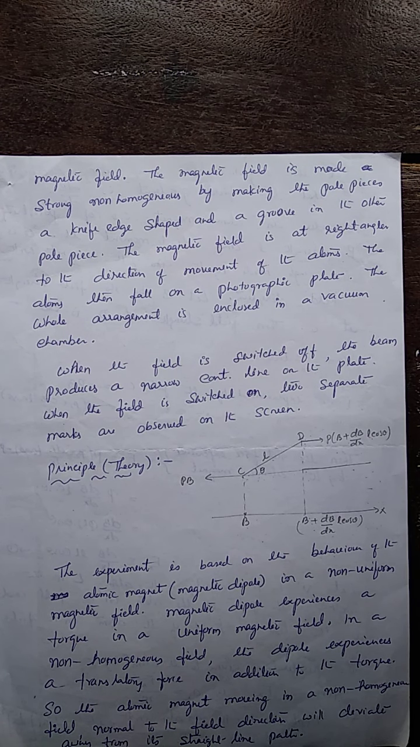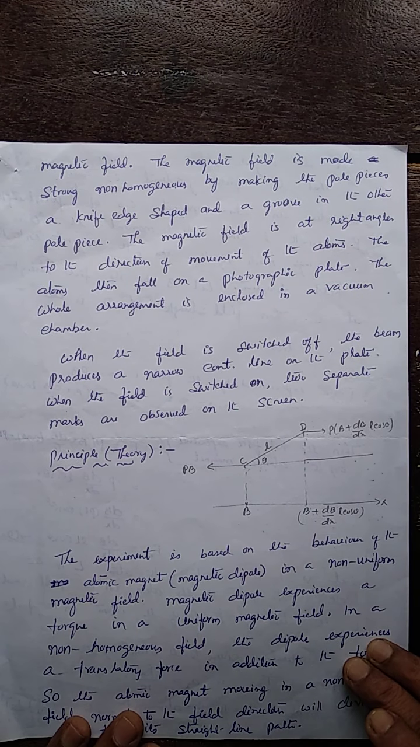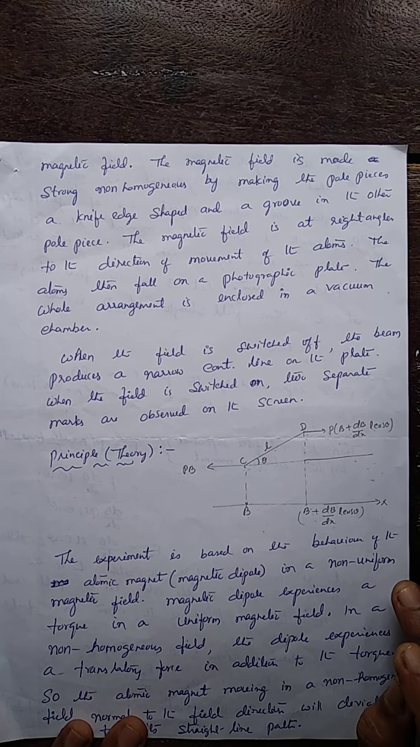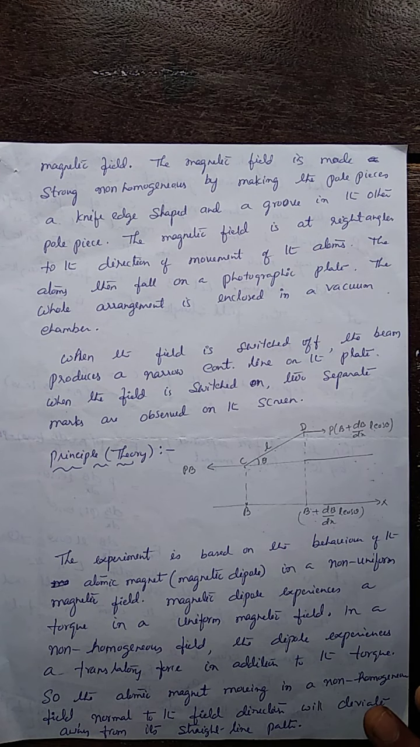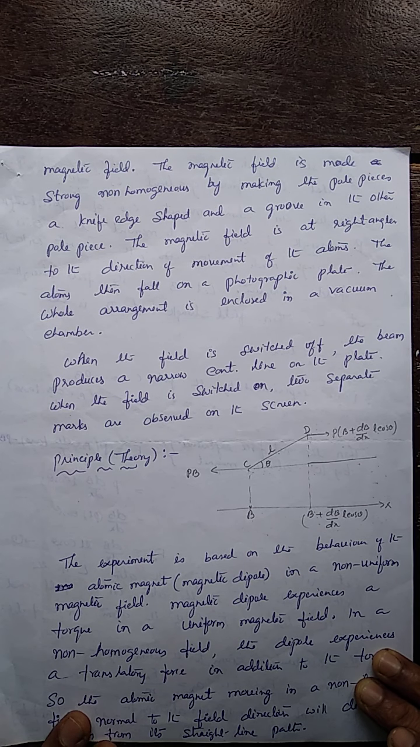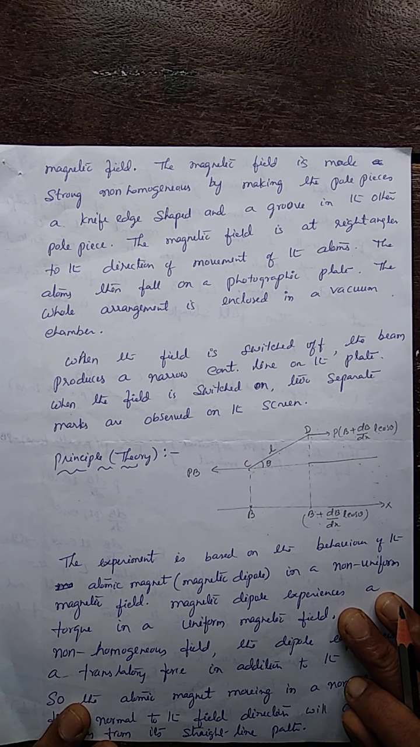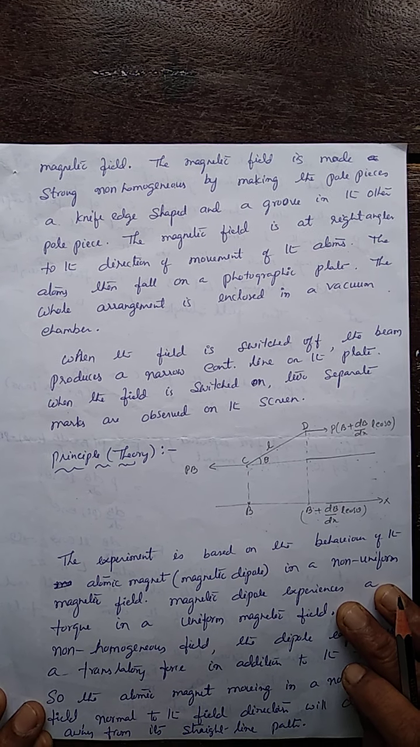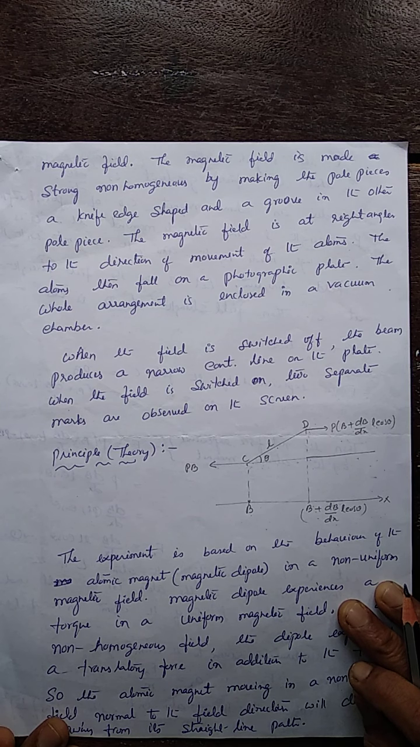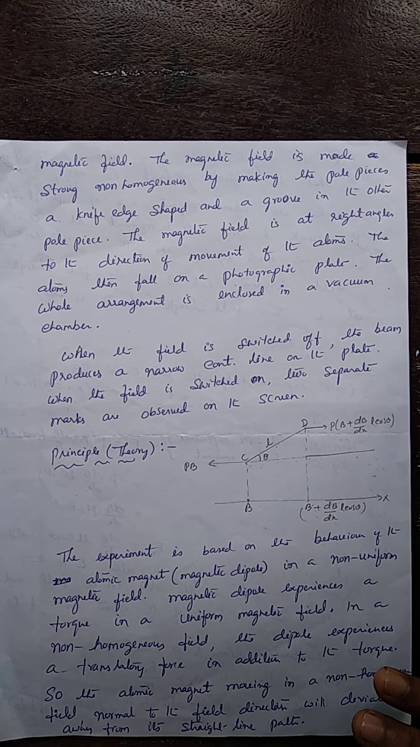Now, what is the principle of this experiment? Here, the atomic beam is used, and the atoms of the beam behave like tiny magnets or magnetic dipoles. A magnetic dipole in a uniform magnetic field experiences torque. Whereas if the magnetic dipole is in a non-uniform magnetic field, along with the torque, it experiences a translatory force.